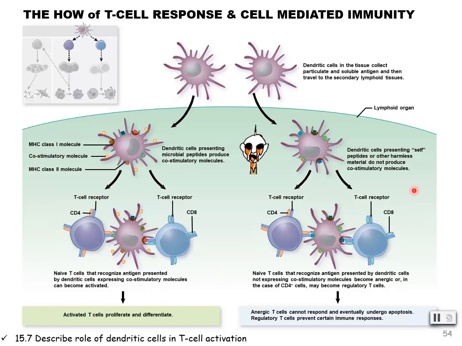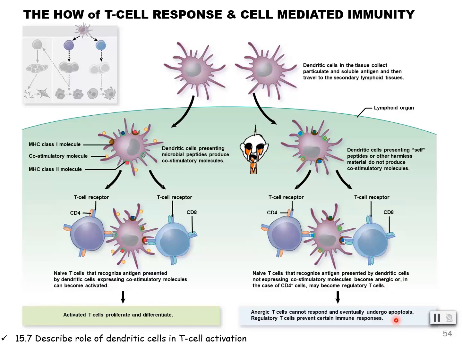If they are presenting things that are self antigens or things that are harmless, there won't be any co-stimulatory molecules. And just like when we don't get that activation with the B cells, same thing with the T cells, what's going to happen, you can get anergic T cells. And so remember, without energy, these are unresponsive cells. And so they too, instead, are just going to undergo apoptosis, just like those anergic B cells.